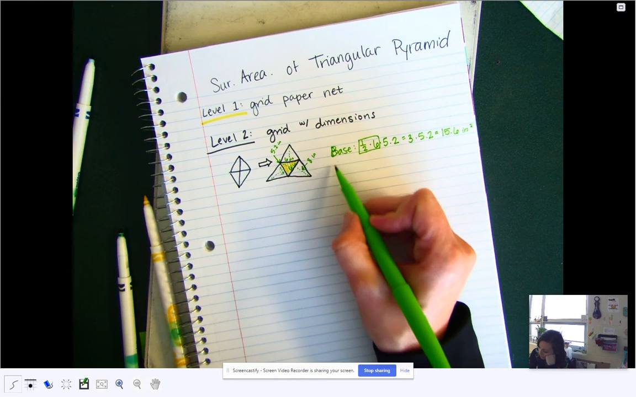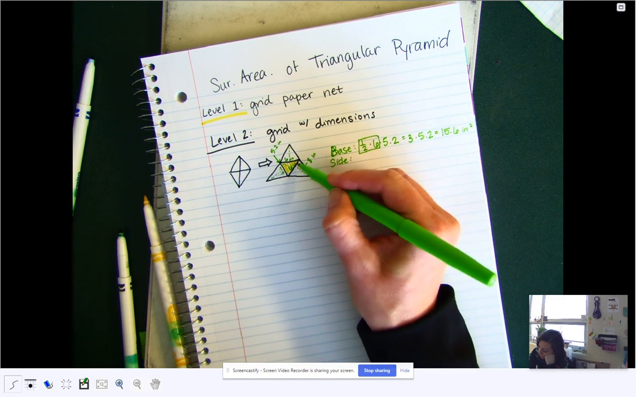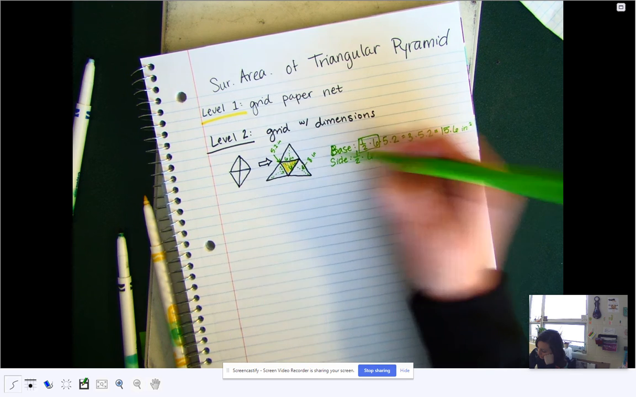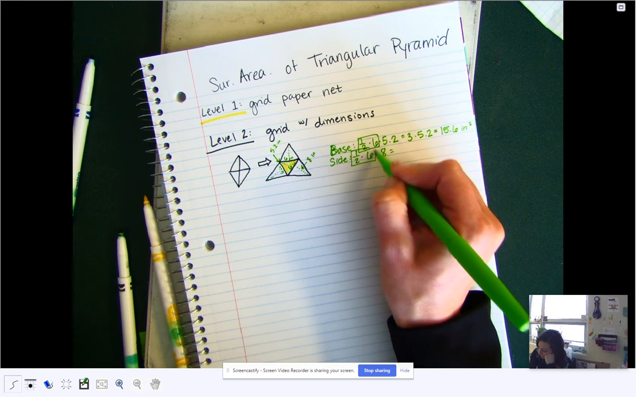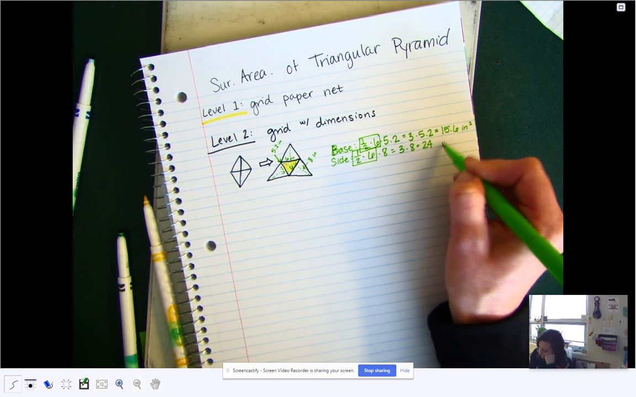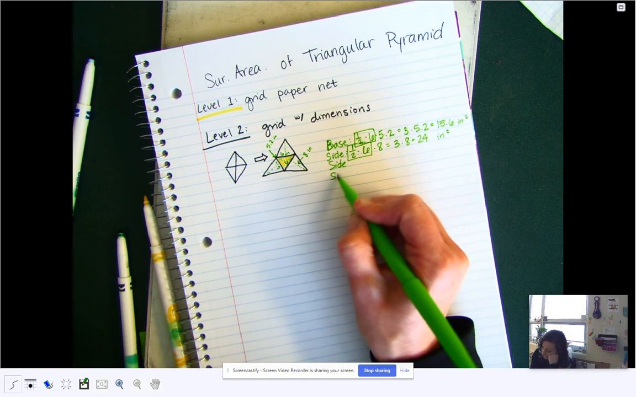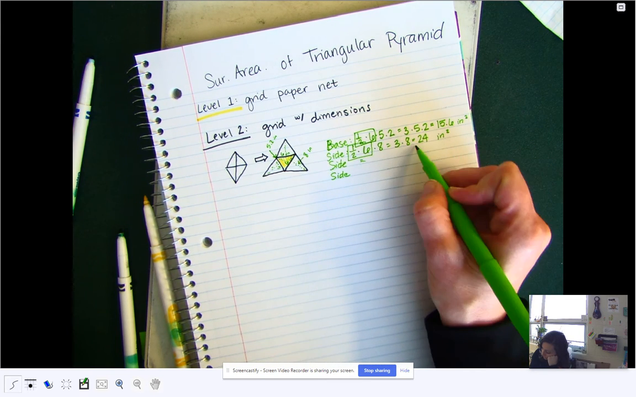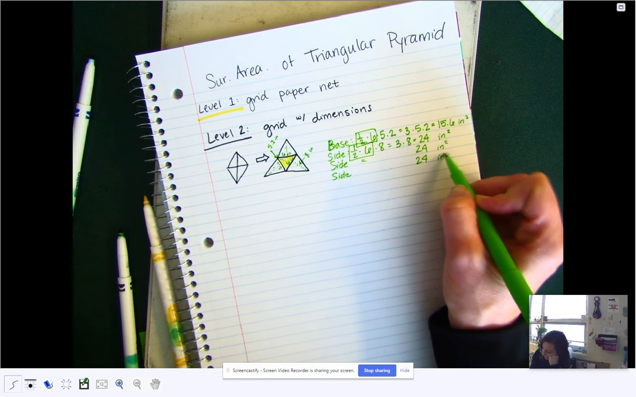Now the sides, good news, are all the same. Hooray! And all of the sides will follow the same rule, that we will do 1/2 times the base, which is 6, times the height, which is 8. And again, I know that 1/2 times 6 is 3. 3 times 8 is 24 inches squared. And I know that there are 3 sides, 1, 2, 3, that are also going to be 24 inches, because they're identical sides.